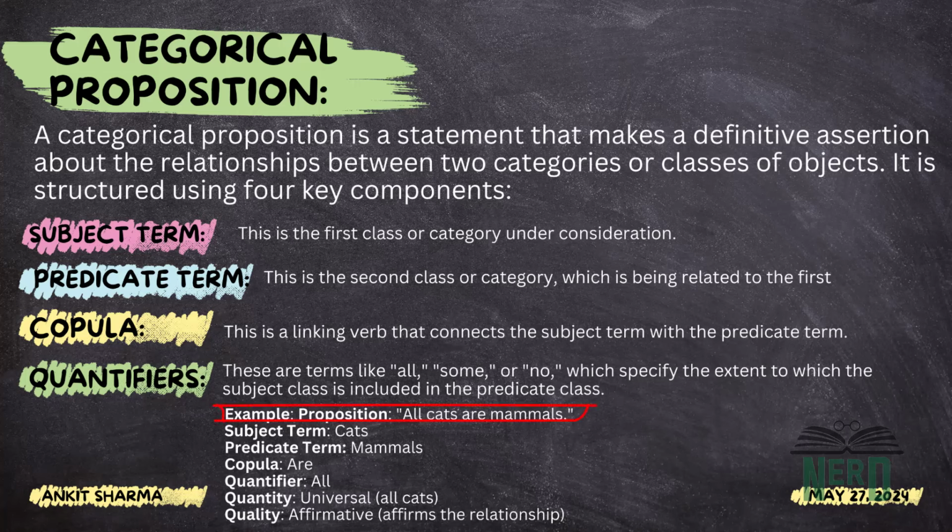Let's understand with the example. So we have the proposition, all cats are mammals, where subject term is cats, predicate term is mammals, and copula is are. Quantifier would be all, and quantity must be universal, all cats. At the end, quality would be affirmative, which affirms the relationship.